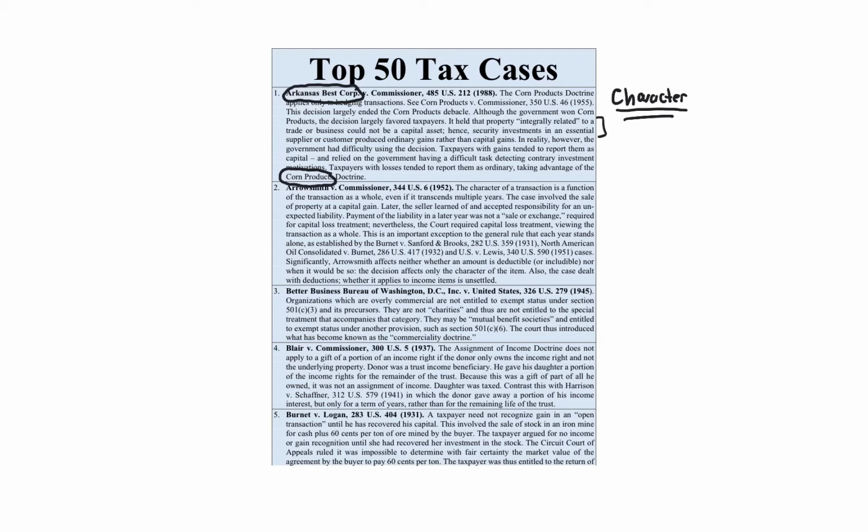integrally related to a trade or business could not be a capital asset. So in the capital asset list, there's trade or business assets that are some of the capital asset lists. Well, integrally related to a business also fits within that as well, okay? Not a capital asset. That's what the Corn Products doctrine dealt with. Now, Arkansas Best basically limited that, and it was another Supreme Court case. It limited that holding to specific types of transactions. So that's really what you need to know about that case. All right, the next one.